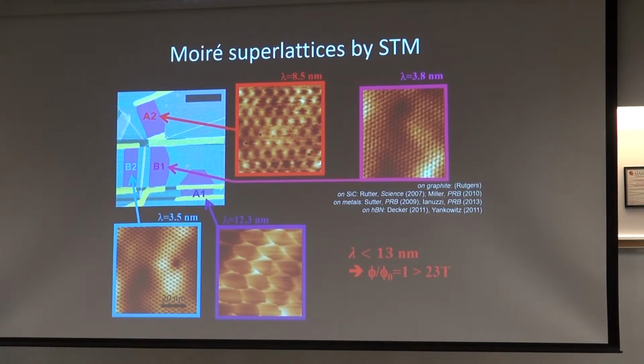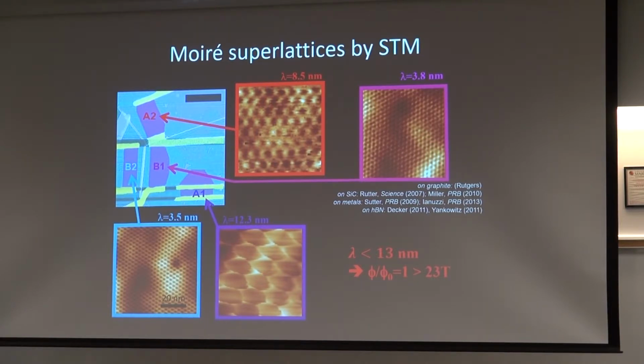But for the purposes of today's talk, what matters is that if you push this to the larger end, you end up with Moiré wavelengths on the order of 10 nanometers. And on the order of 10 nanometers means that you have a flux per unit cell on the order of 20 Tesla, and 20 Tesla is a magnetic field that is relatively accessible for experiments.